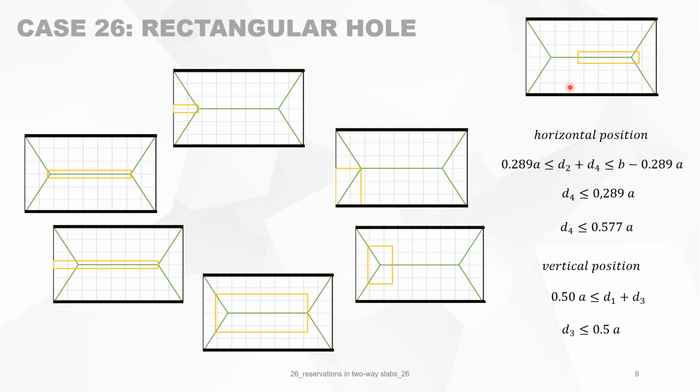An example of which is not good: this reservation is not good because the right-hand side is on the wrong side of the yield line.